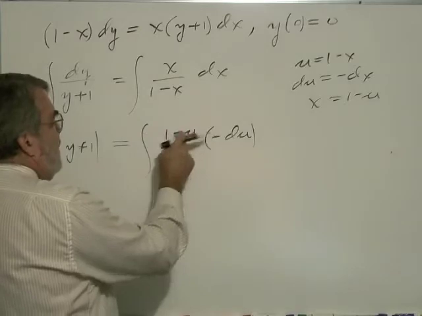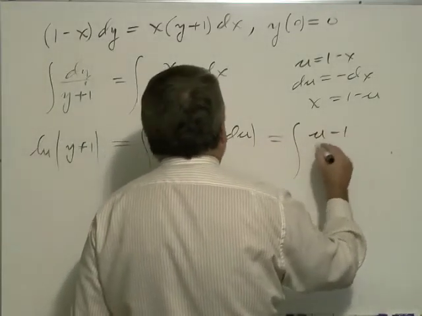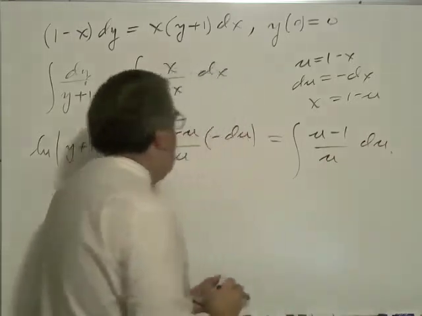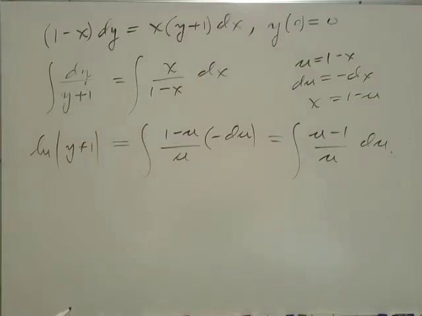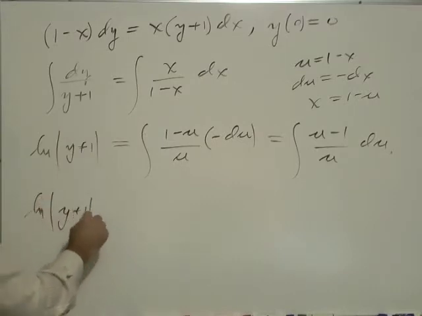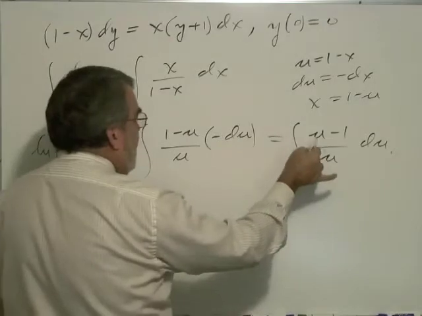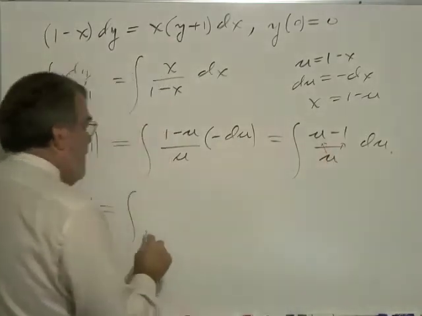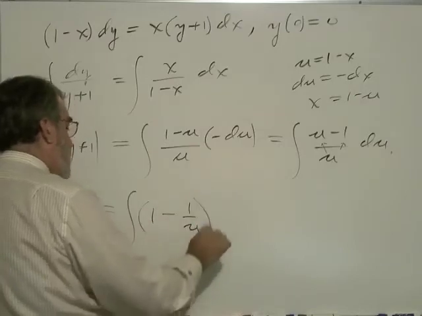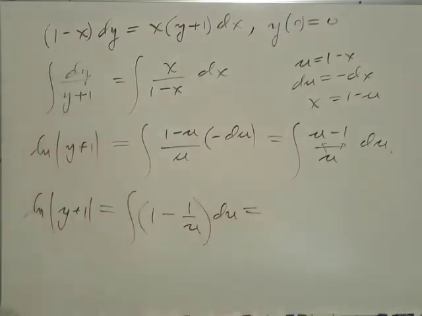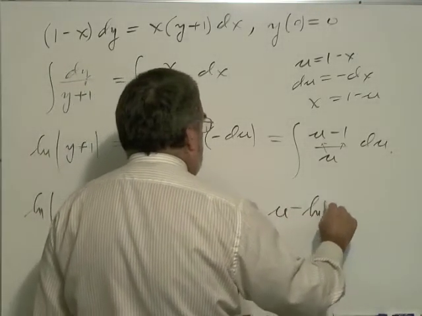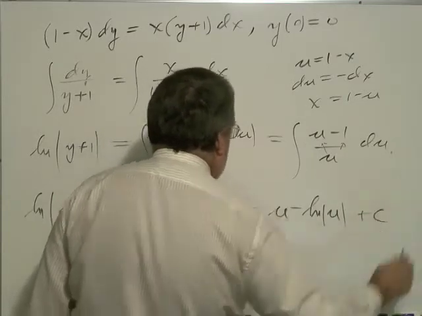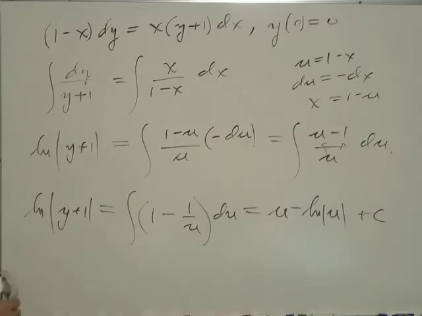And if I multiply the minus 1 through here, we'll end up with the integral of u minus 1 over u du. So the negative distributes, it basically reverses the 1 minus u. Now, so I've got natural log, absolute value, y plus 1 is equal to, and let's divide u into both parts here. I've got 1 minus 1 over u du. So when we integrate this, we'll get u minus natural log of u, and then plus our ubiquitous constant, c.